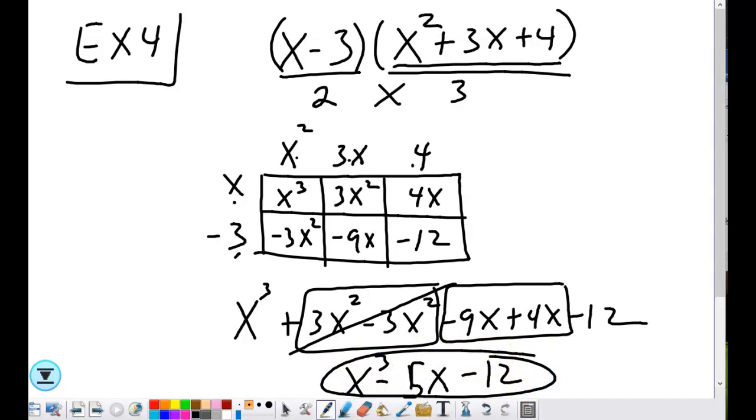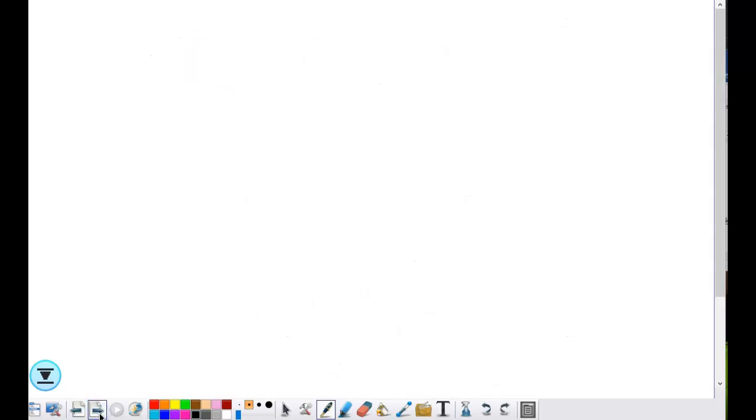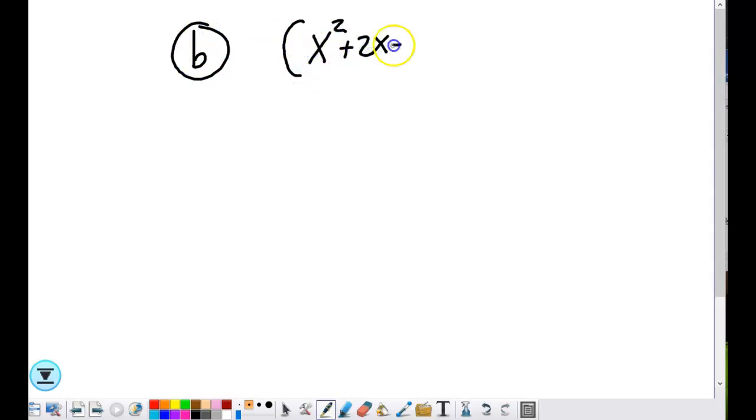Okay. Now, just so you guys know, I'm going to call this A. Let's go ahead and move on to another example. Let's do a B. You could also have a trinomial times a trinomial. So suppose that I had x squared plus 2x minus 1 multiplied by x squared plus 3x plus 2.